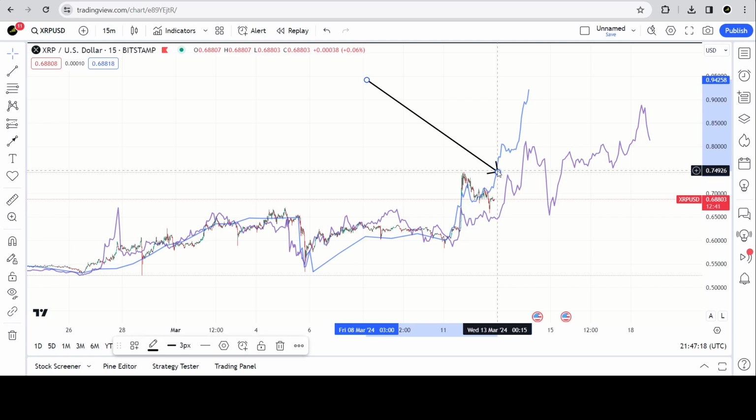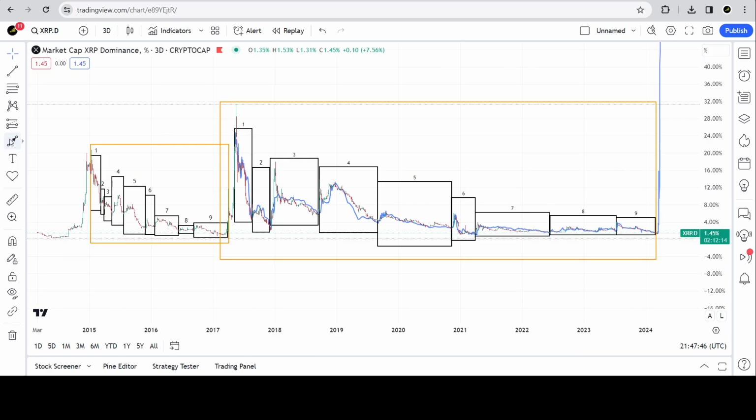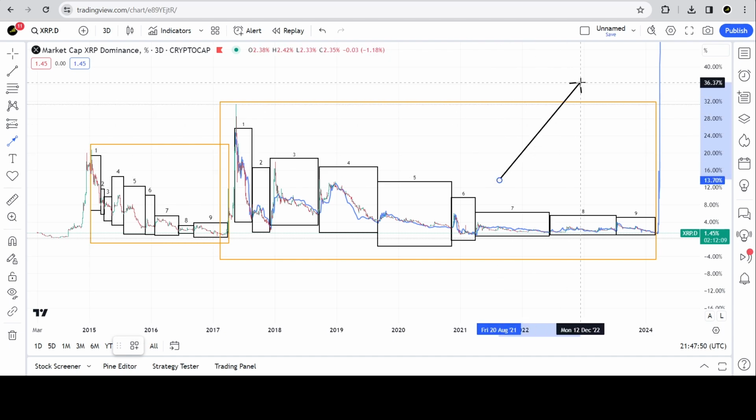Now, there's one other chart, and that is the XRP dominance chart that I would like to show you so you can get a better picture. So here is the XRP dominance chart. Now, I have done a video on this. You can watch it over here.